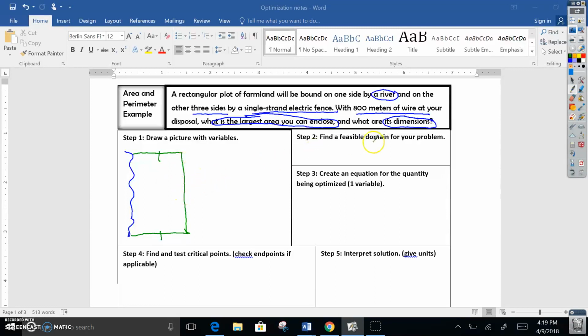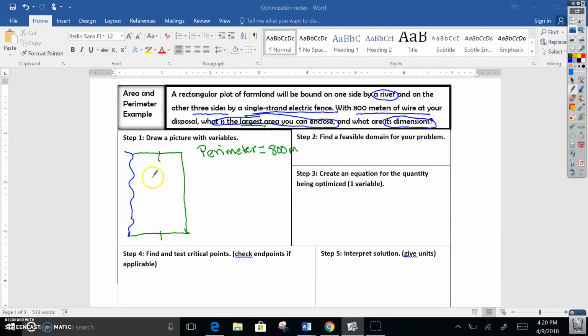So instead of going to the feasible domain right away, I'm going to try to come up with the equation that I'm trying to optimize. Keeping in mind, I'm going to call this perimeter, or really total fence. Just call it perimeter. It's going to be 800 meters. That's the one thing I have access to and I cannot change. So it says create an equation for the quantity being optimized. Well, the quantity being optimized is area.